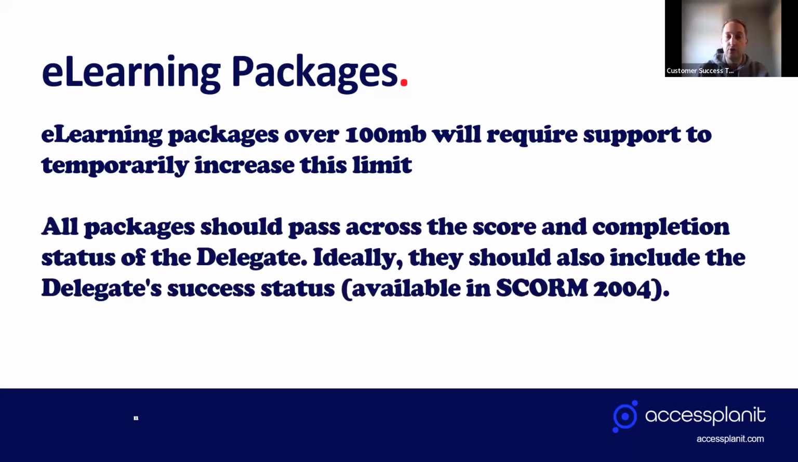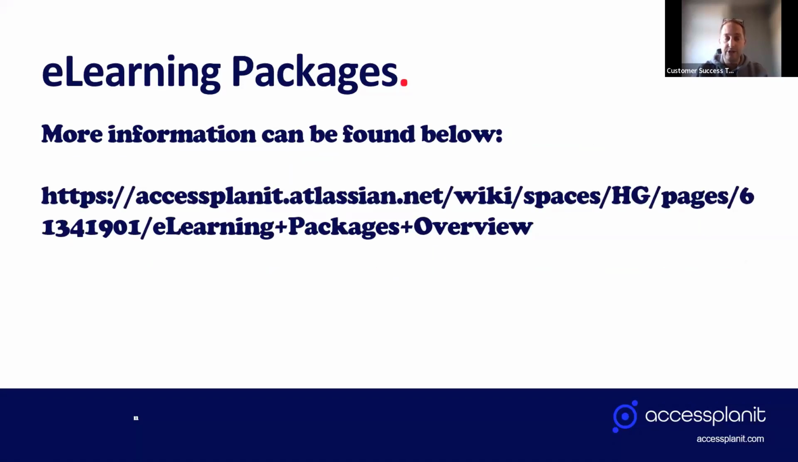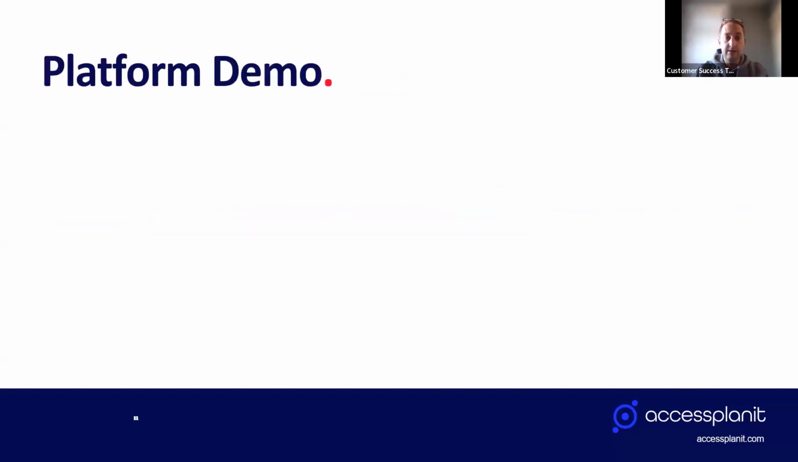Packages should pass across the score and completion states of the delegate, so that will then pass that information back into the platform and update that within the platform. And it should also include the success status, which is available in 2004. There's a great link here which gives way more information. That's just the basics of what it needs, what it looks like. I'll pop this link in the chat at the end for you to take away. It's a really helpful page. It goes into more detail and will really help you get started with e-learning if you're new to it. So that's the basics of what we offer.